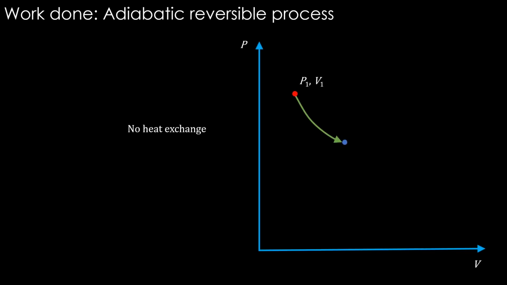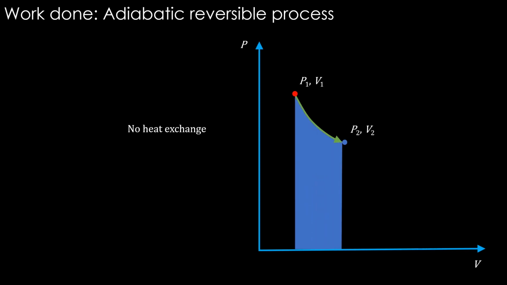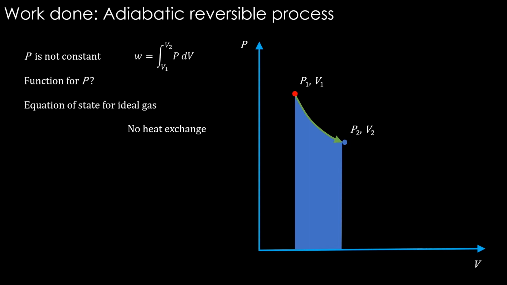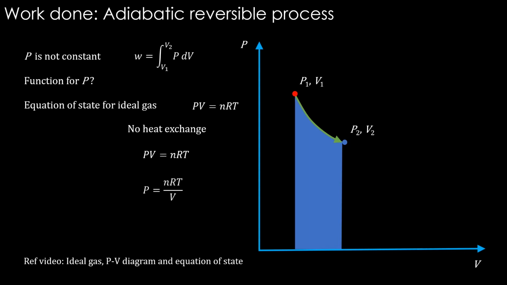Let's say the gas goes from state 1 to 2. The pressure is not constant, therefore we need a function to integrate. From the ideal gas law, P equals nRT by V, which has temperature T in it. Now T in this case is not a constant. So if we have an expression for P only as a function of V, it will be better. Since we know some details about the process, like the heat exchange is 0, we can arrive at an expression for P as a function of only volume.